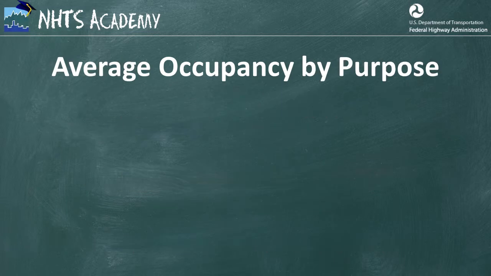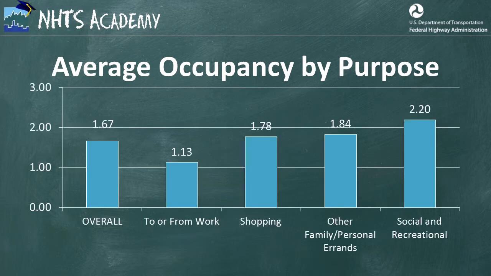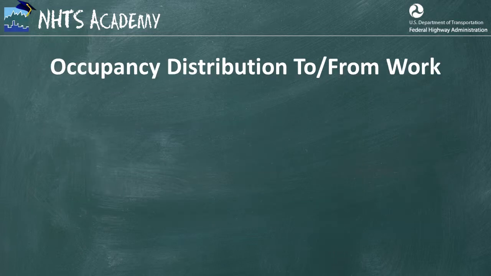So now that we've looked at how we can get occupancy numbers from the NHTS, let's look at those numbers by trip purpose. We can see that the average trip had 1.7 occupants in 2009. When we look at things by purpose, we see social and recreational trips having the highest occupancy rates and work trips having the lowest. So let's look at a couple of vehicle occupancy distributions by purpose.